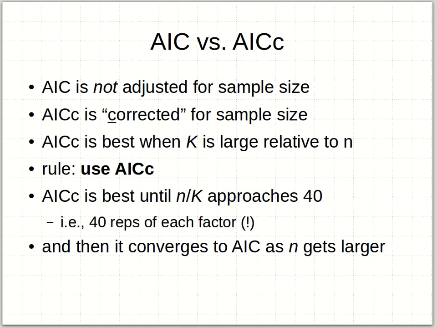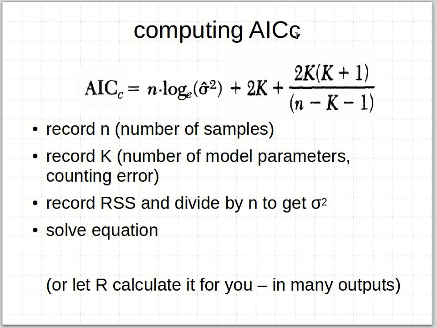Okay? So remember, we can compute AICC with this simple equation, and R will calculate this easily enough for us. But even if you had to, you can do this real easy with a calculator or a spreadsheet. Okay? So you get your n, the number of samples. You get your k from the number of model parameters. Don't forget the error term. That's something I had to learn the hard way. And then you record your residual sum of squares divided by n to get your sigma squared, and you solve the equation. Okay? Or otherwise, R will do it for you in a lot of different outputs.